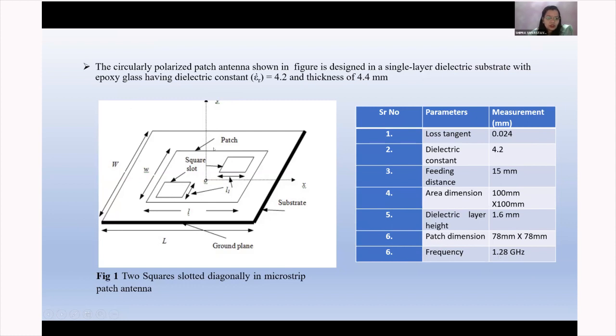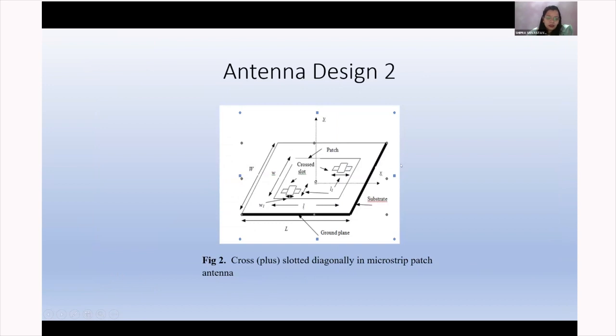In this design you can see I have cut 2 square slots diagonally. This is my design 1. Now, in another design, I have chosen the crossed slot diagonally. I will show you those dimensions in the next slide. Cross plus slotted diagonally in the microstrip patch antenna.